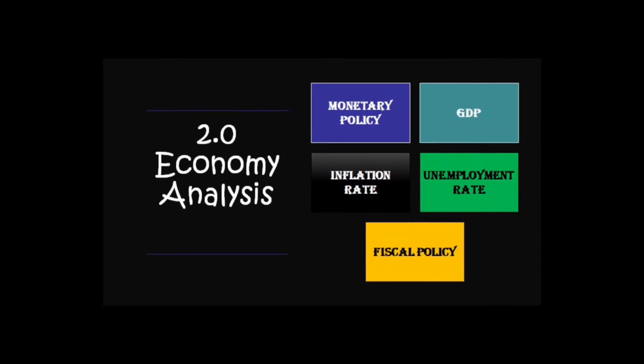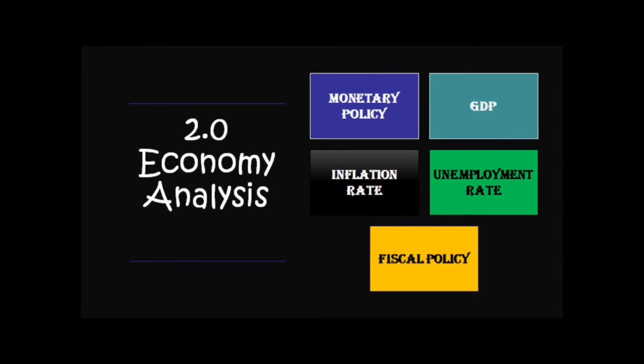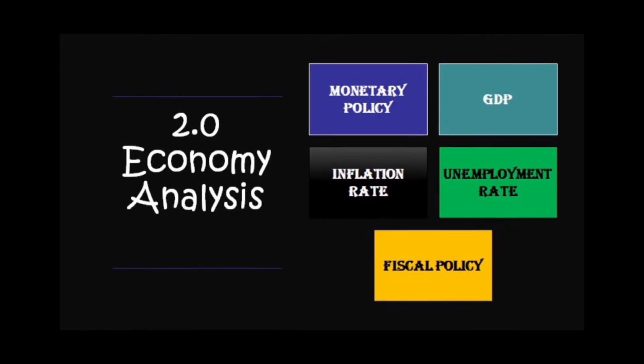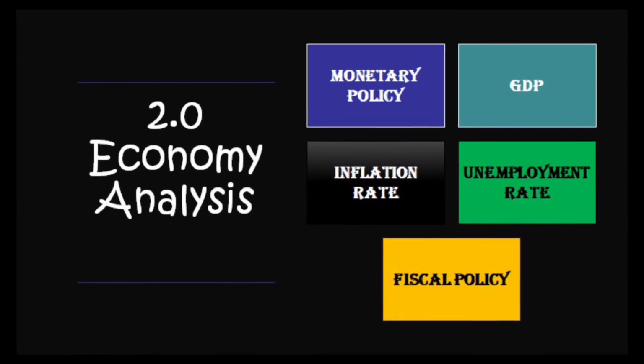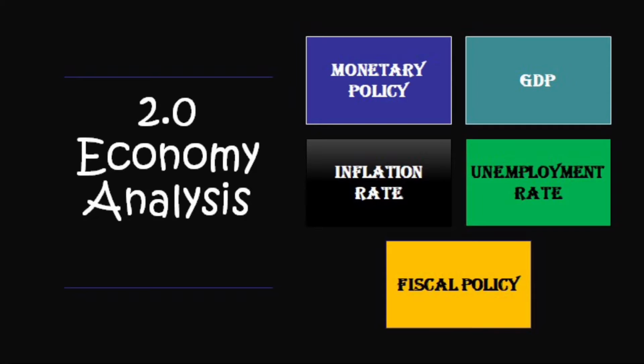Next, I'm going to present the economic analysis. There are 5 major economic analyses in Malaysia. They are monetary policy, GDP, inflation rate, unemployment rate, and fiscal policy. But today, I will only present the 3 main economic analyses. First of all, monetary policy. Monetary policy refers to the actions undertaken by a nation's central bank to control the money supply and achieve sustainable economic growth. There are some macroeconomic policies of Malaysia, which are the low unemployment rate, sustained economic growth, low inflation rate, and balance of payment.